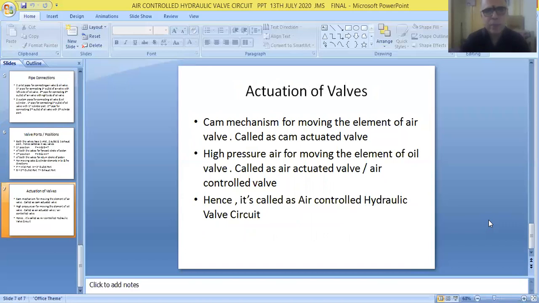And finally, friends, we have talked about the valve actuation also. So here cam mechanism is used for moving the element of the air valve. So it is called cam actuation. The high pressure air coming out of the air valve is used for moving the element of the oil valve. So therefore it is called air actuation. And finally, the air valve is controlling the operation of the hydraulic valve. So therefore, it is referred to as air-controlled hydraulic valve circuit. Simply, it can be called an air-controlled hydraulic circuit.